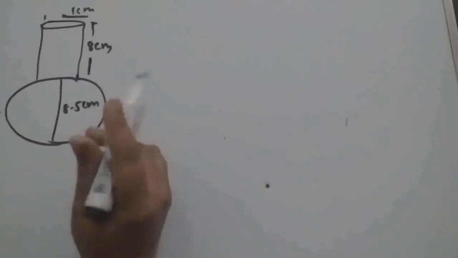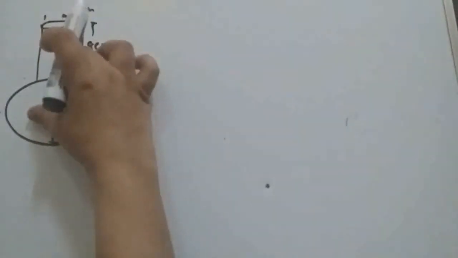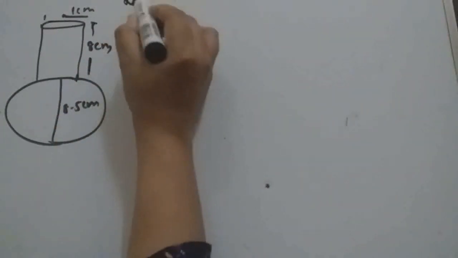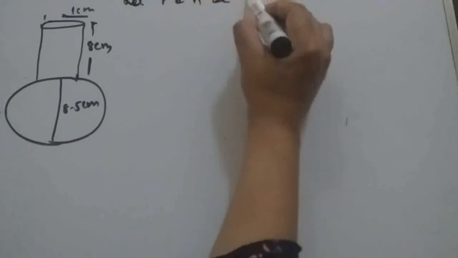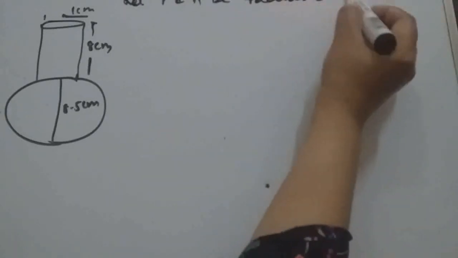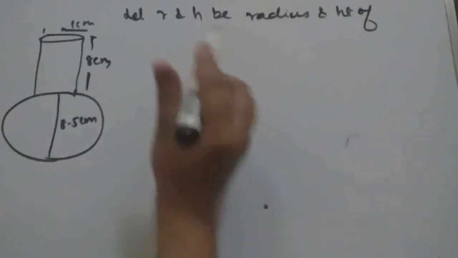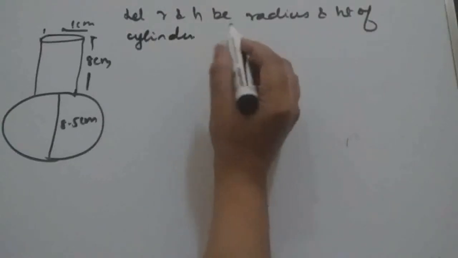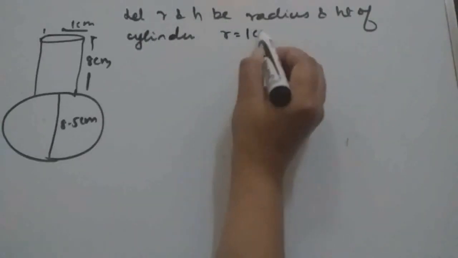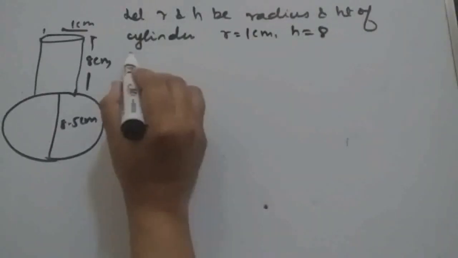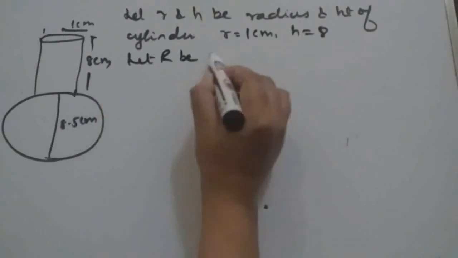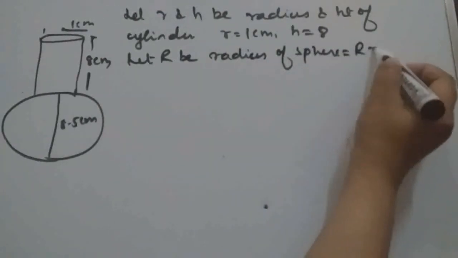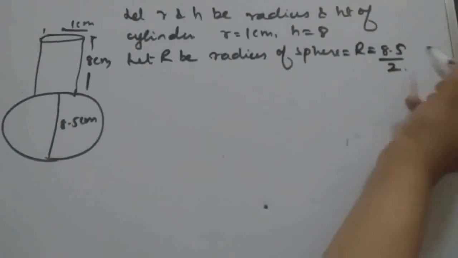So amount of water it can hold. That means amount of complete solid. That is a volume of cylinder plus volume of sphere. So let R and H be radius and height of cylinder. We will suppose here cylinder. So that will be R is 1 and H is 8. Then let capital R be radius of sphere. So that is 8.5 by 2 centimeter.